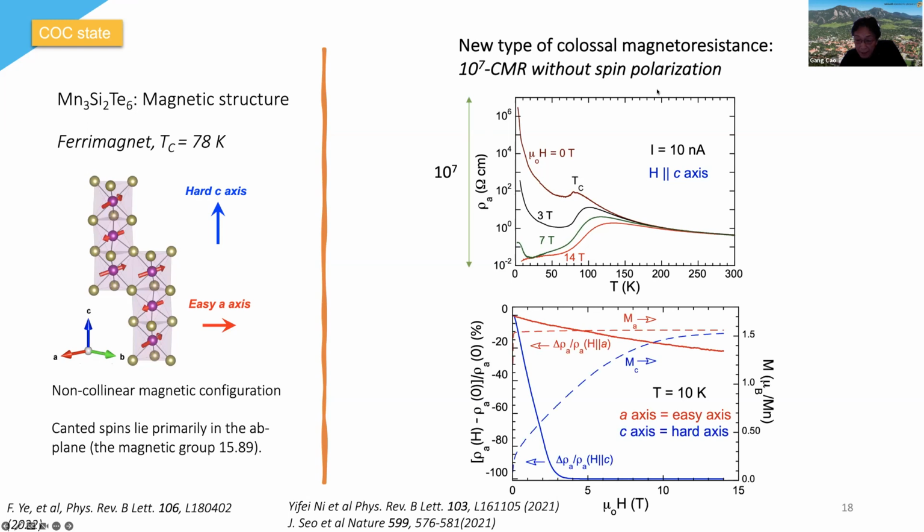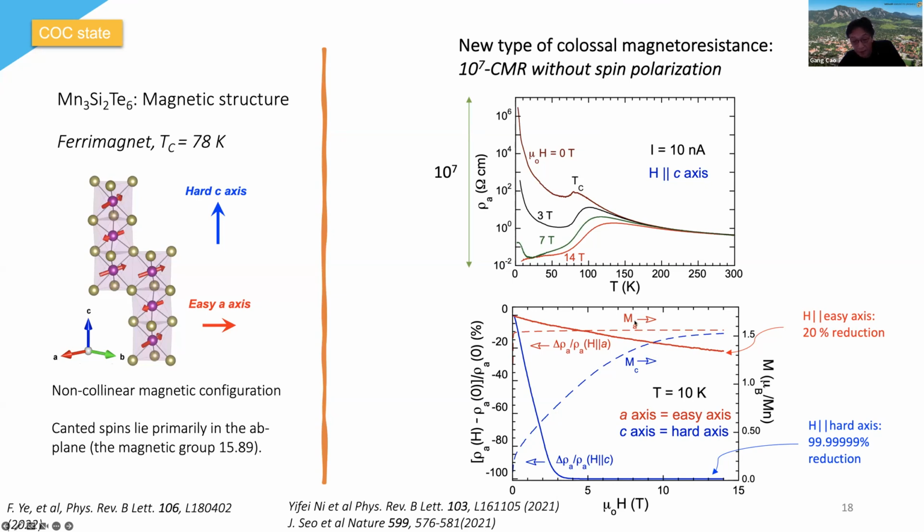Okay, and then the other piece of evidence is this: let's look at this dashed line first. This is an isothermal magnetization that we measured at 10 Kelvin. The red dashed line indicates easy axis magnetization. You can see that the easy axis magnetization saturates at a very small field, a fraction of 1 Tesla. And then the C-axis magnetization takes a long time to saturate. This blue dashed line is the C-axis magnetization.